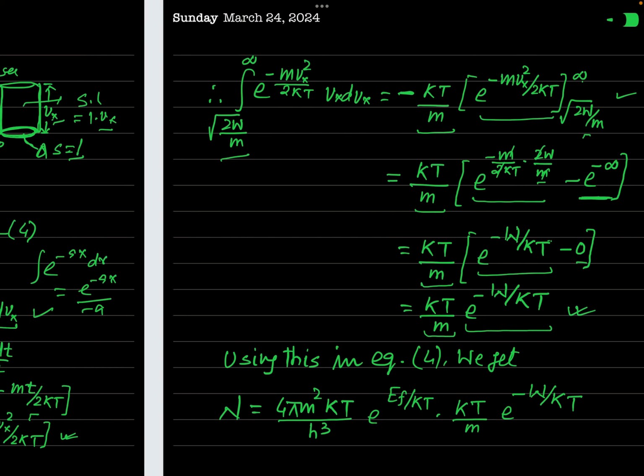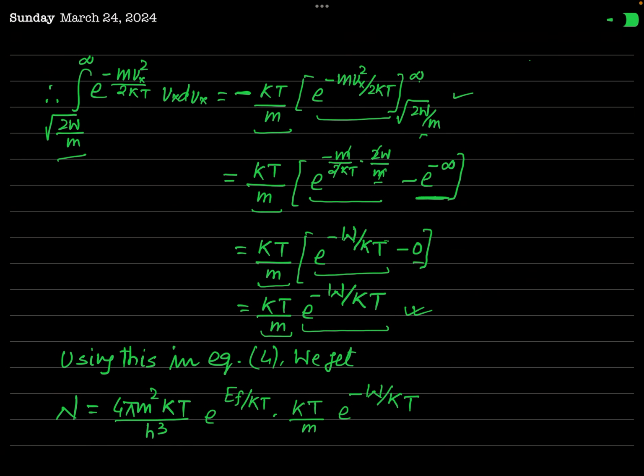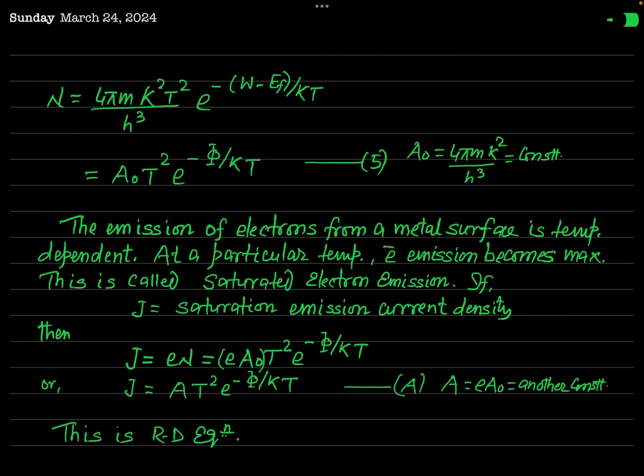Now let us substitute the value of this integral in equation number 4, and then you will get this n, which is the number of electrons ejecting in the x direction per second through unit area. Mark it. So this number n is now given as 4 pi m square kt over h cube e to the power ef by kt times kt over m times e to the power minus w over kt. Now this m will also cancel out, and now combine these two exponential factors. After combining, our result is n equal to this much.